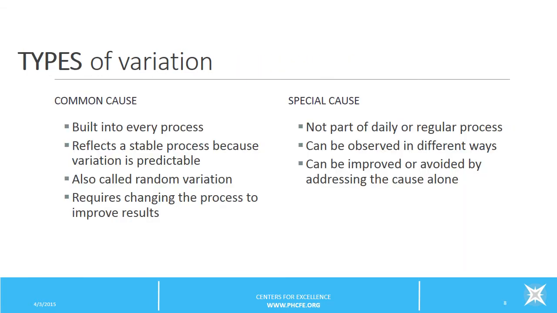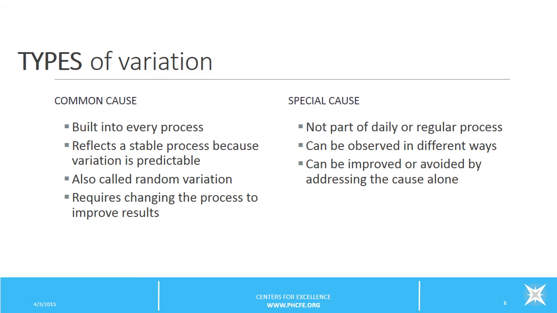There are two types of variation that we must distinguish. These are common cause and special cause. Common cause is built into our processes, reflecting a process that is stable with variation that is predictable. To improve common cause variation, you must change the process.